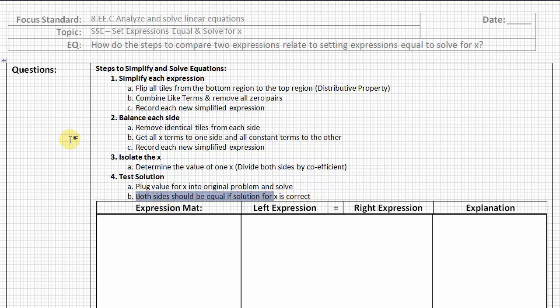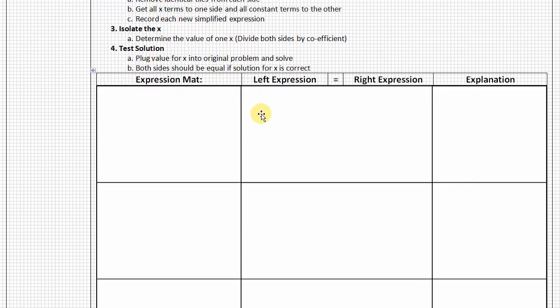So we're going to set this up for our first problem to do it the same way as we did before. Set up a table with 5 columns. We're going to do the work on an expression mat, but we're also going to show this work with the equation and give an explanation. So this will look more like traditional algebra here in the middle, always relating to what we've been doing to build up our skill level and our understanding of this concept.